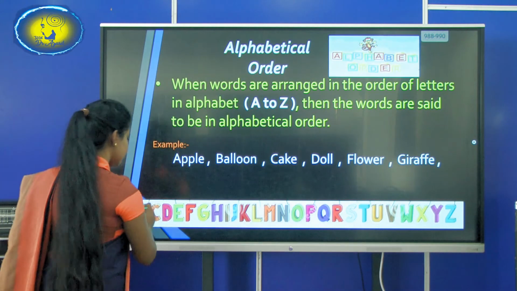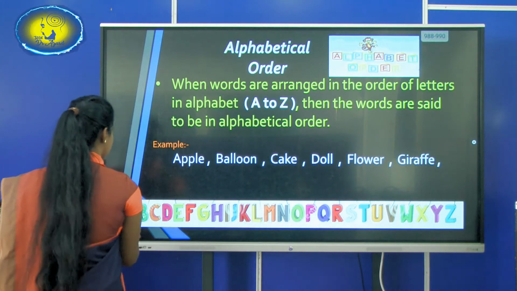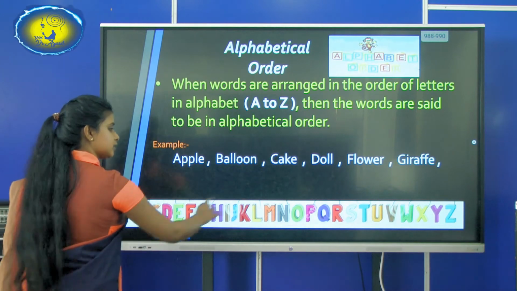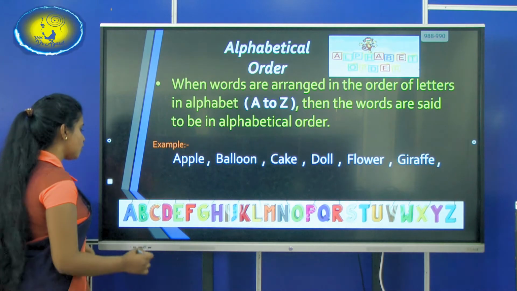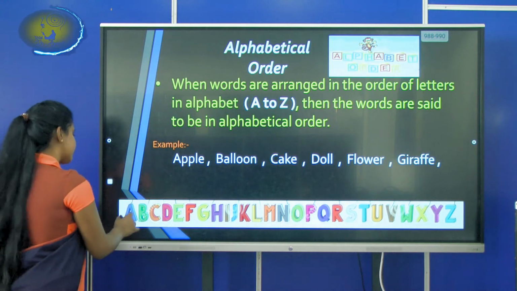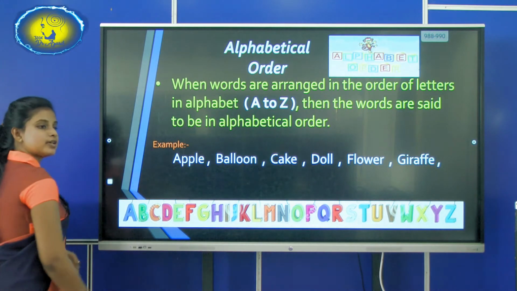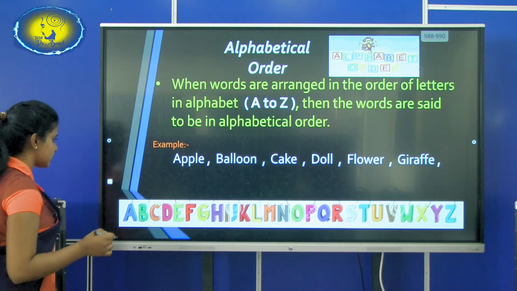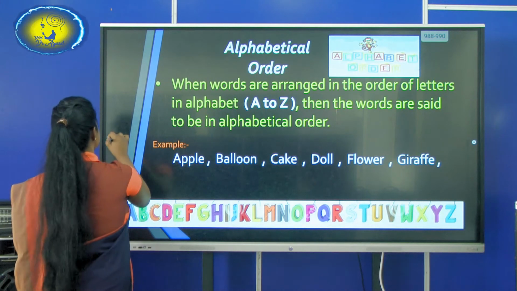Okay children, here this is our alphabet. Do you know? A, B, C, D. That means this is our alphabet. So, what is the first letter of our alphabet, children? It is obviously A. A is the first letter. So, what is the first letter?